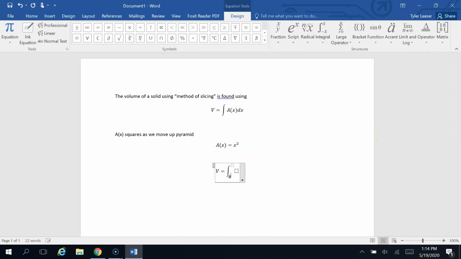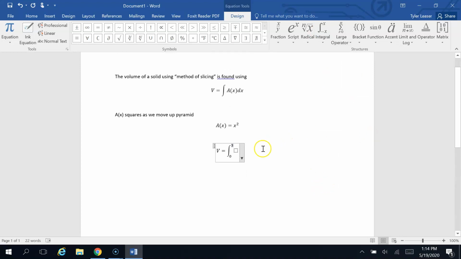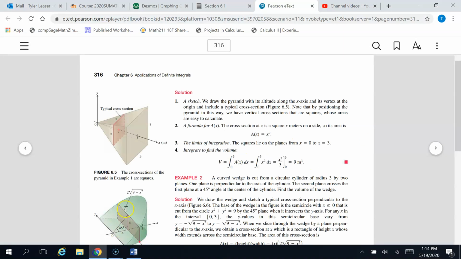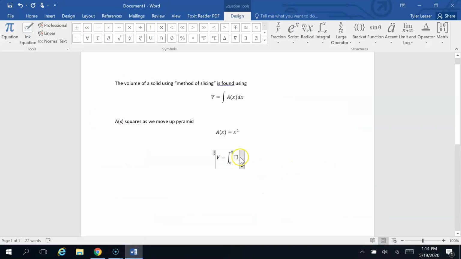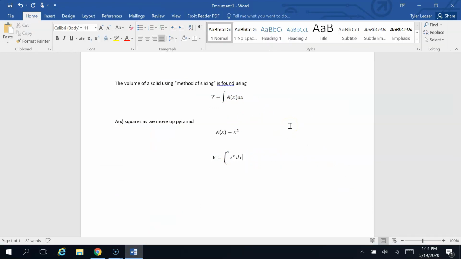So our integral is going to be going from 0 to 3, since that's the location of my cross-sectional areas, right? They're starting at 0 and they're going up to 3. And we're just going to integrate my area formula, x squared dx. Then this is pretty simple to do, right? So this is going to have antiderivative one-third x cubed, going from 0 to 3.